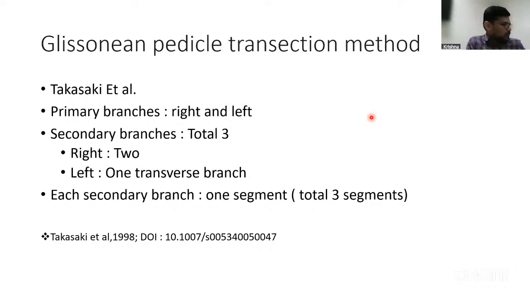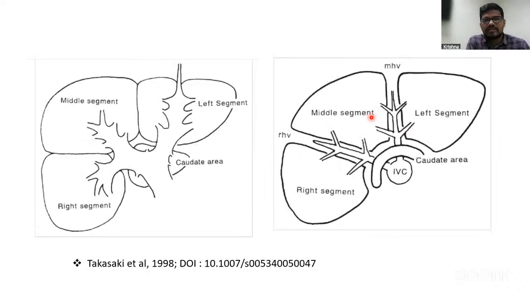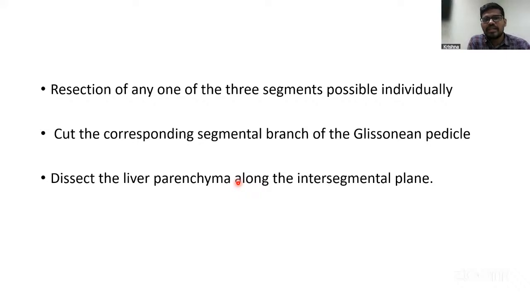So coming to the first Glisonian pedicle approach, it was first described by Takasaki et al. He divided the liver into 3 segments: the right, middle, and the left segment based on the 3 secondary pedicles. For the intersegmental planes, he identified the right hepatic vein and middle hepatic vein. So, if we are able to loop any of these Glisonian pedicles, we can have a demarcation line, and we can safely do a liver resection. With this technique, resection of any one of the 3 segments is possible. Cut the corresponding segmental branch of the Glisonian pedicle. Dissect the liver in the intersegmental plane.